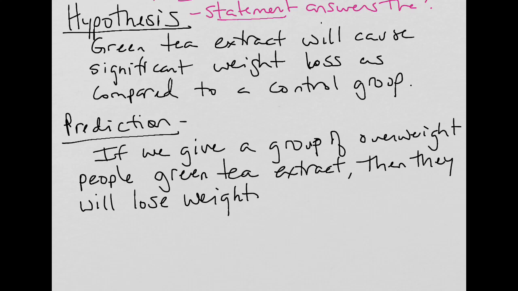So we make a prediction. If we give a group of overweight people green tea extract, then they will lose weight. Some key words here in prediction: if, then. If we do this, then this will happen. The if statement tells you what you're going to do in your experiment. The then statement supports the hypothesis. Okay? So it helps you design the experiment and get you thinking about how you're going to set the experiment up. Okay, so let's look at the experiment.